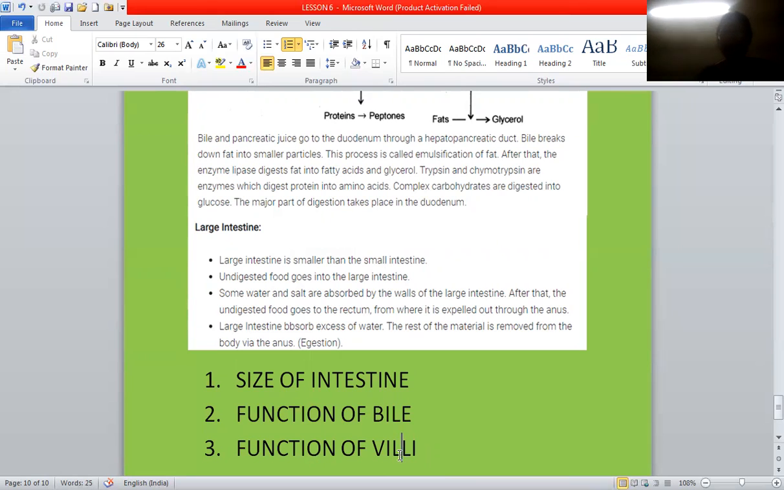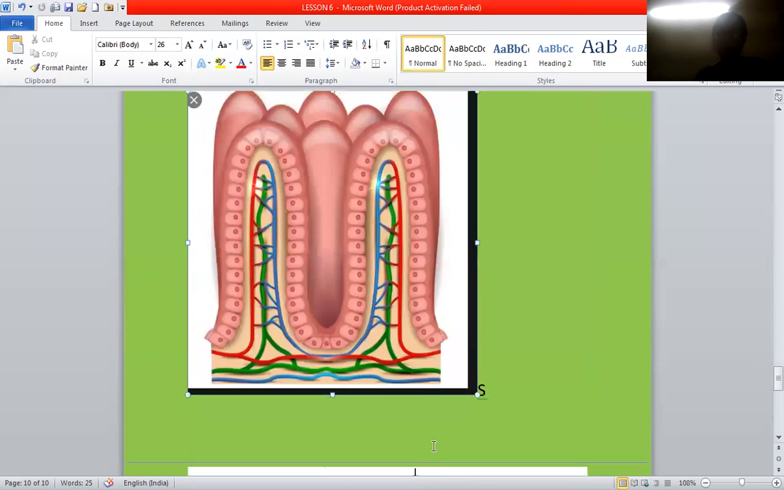Now, the important things you have to learn in this are the size of the intestine, why it is longer in herbivores and smaller in carnivores, and what is the length in human beings. The next important question is the function of bile. What are the two main functions of bile? Then the function of villi. Then the function of HCl, and all the necessary enzymes. You have to study all the necessary enzymes.